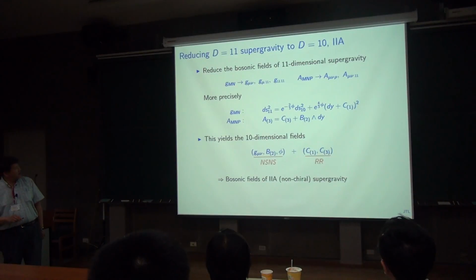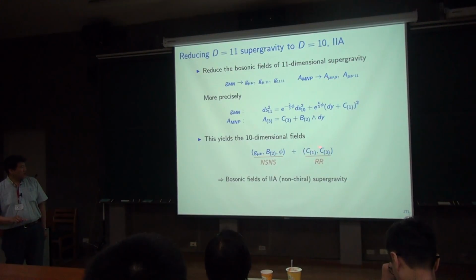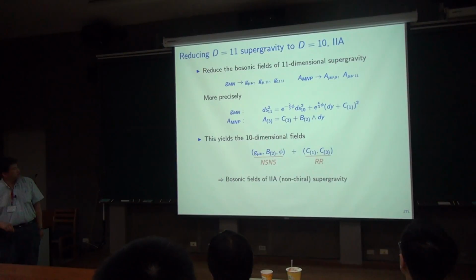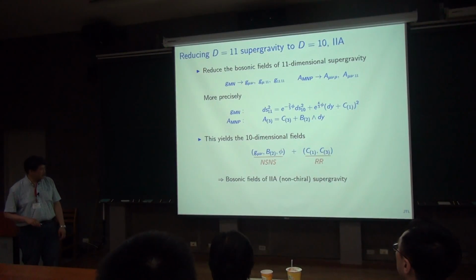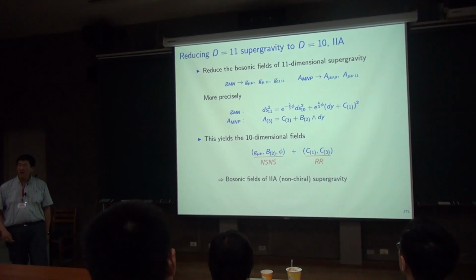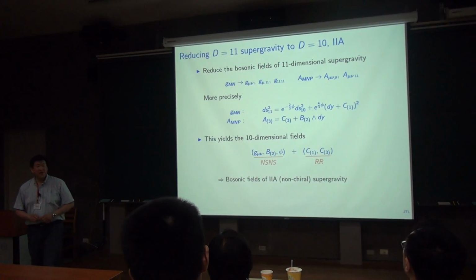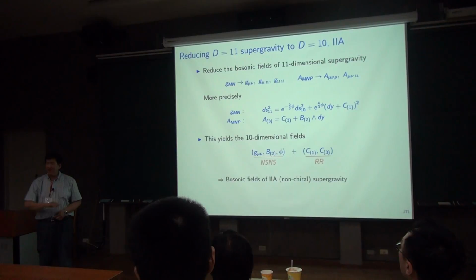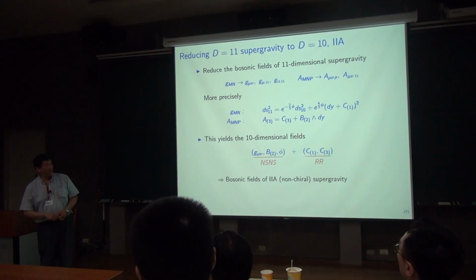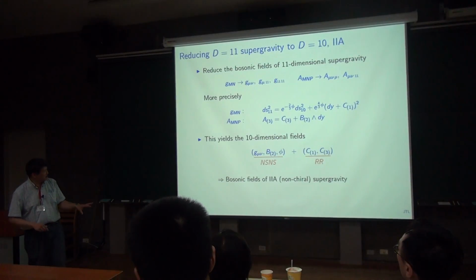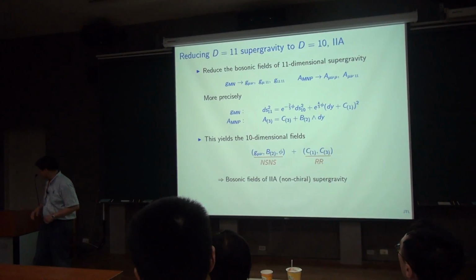And then I also have C1 over here, which is really G mu 11, and C3, which is this A mu nu rho over here. They turn out to be the so-called RR fields, the Ramond-Ramond fields, from a string theory point of view. And these turn out to be the bosonic fields of the 2A supergravity. Incidentally, I didn't actually say what happens to the gravitino, but it's not too hard to work out. The gravitino turns into a 10-dimensional gravitino plus a 10-dimensional dilatino.